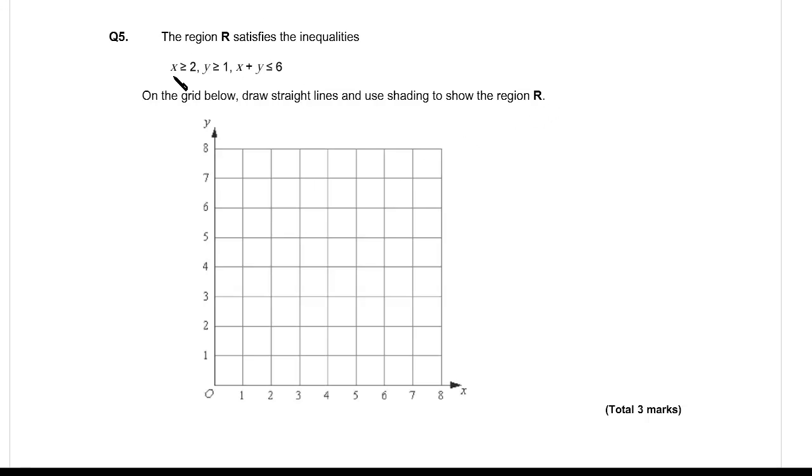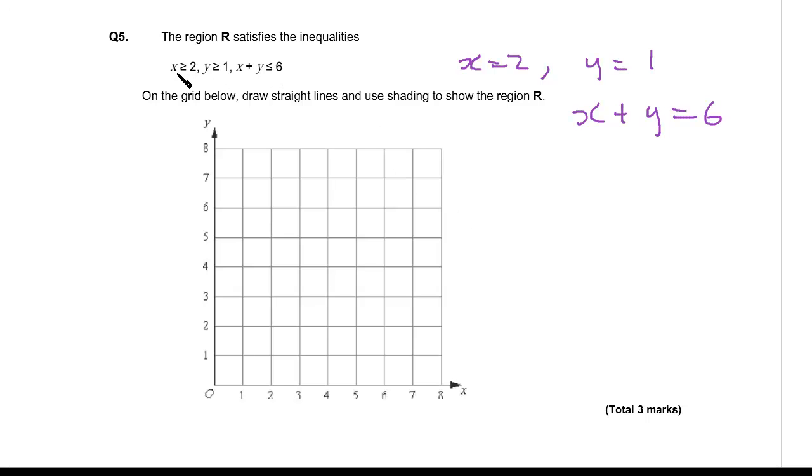First thing to do, let's find these boundary values for these areas. So we're going to look at where x equals 2, where y equals 1, and where x plus y equals 6. These give us our boundaries. Regions must have boundaries, and obviously if that's greater than or equal to 2, the boundary must be where it equals it, and similarly here, and so on.